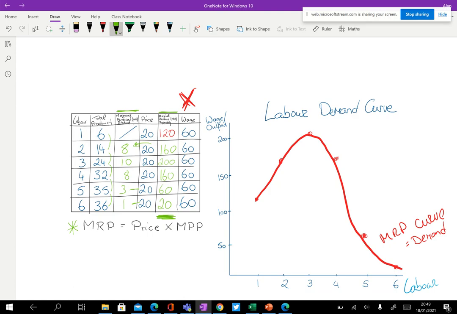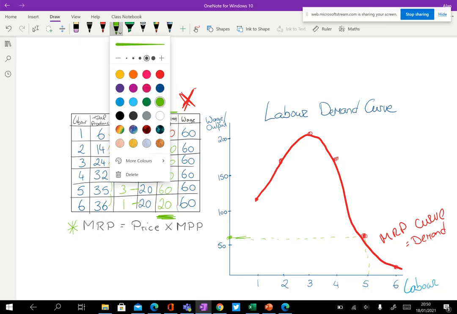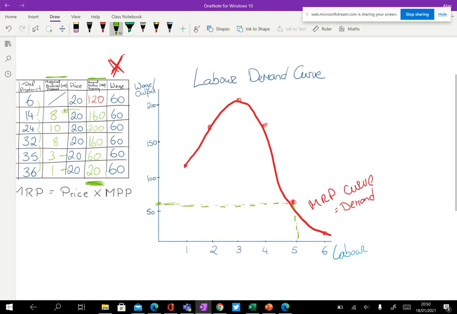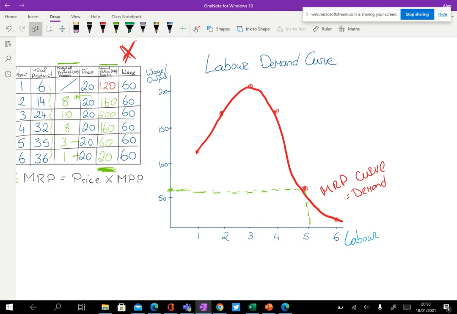At 60 euros an hour, what is the situation here? How many people should we hire? Well, here's 60 right here. If we go straight across, we'll figure out that where we should be is at 5 units of labor. So at 5 units of labor, we should be here. So when we work all of this out, if the current industry wage rate is at 60 euros an hour, the most we should hire is 5 people.